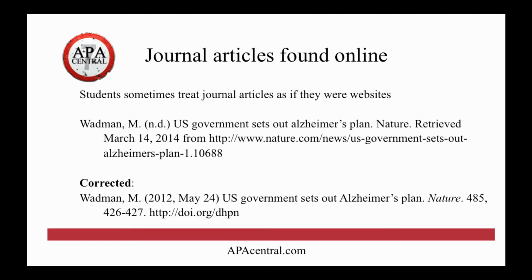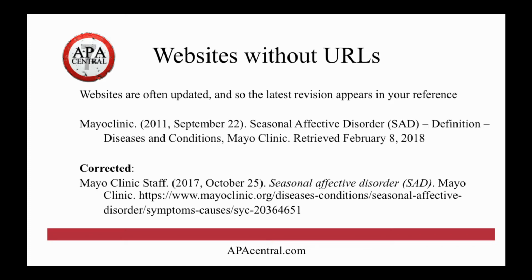Students sometimes treat journal articles as if they were websites. And so they find an article online and then they treat it as if it was a website. So ND stands for no date. There's actually a date for that. It was May 24th, 2012. Nature is the name of the journal, and so therefore it should be in italics. And rather than putting the URL and the retrieval information, we can put the DOI information at the end of the citation.